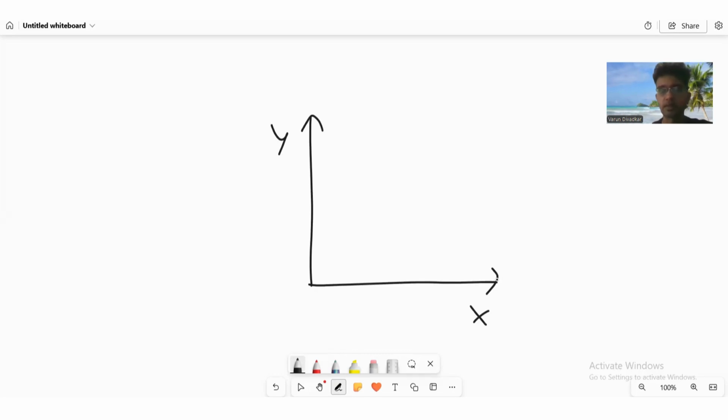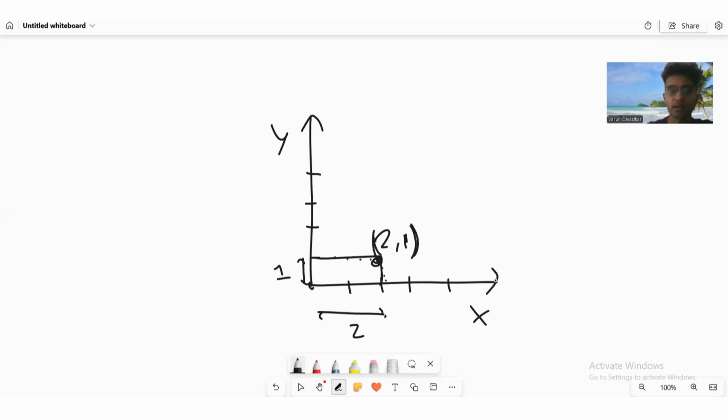Let's say you have a point which has coordinates 2 and 1. So this is basically 2 units from the origin in the horizontal direction, and 1 unit from the origin in the vertical direction. That the point is 2, 1, right? This point. Now, when you say that the coordinates of this point are 2, 1, it basically means that it's 2 times the unit vector in the x direction, and 1 times the unit vector in the y direction.